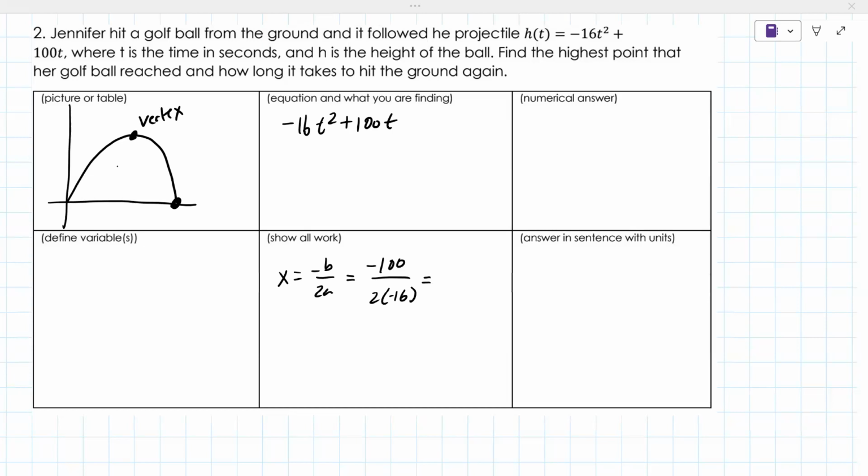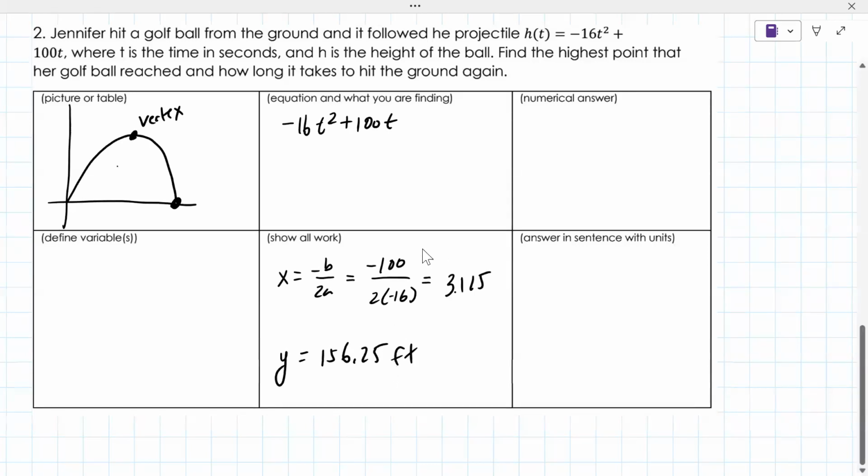I got about 156 feet, or 160, 156 feet. Now, if you're using a calculator, you ought to give the exact answer, because it's 156.25. Be careful there that you don't round when you don't have to.